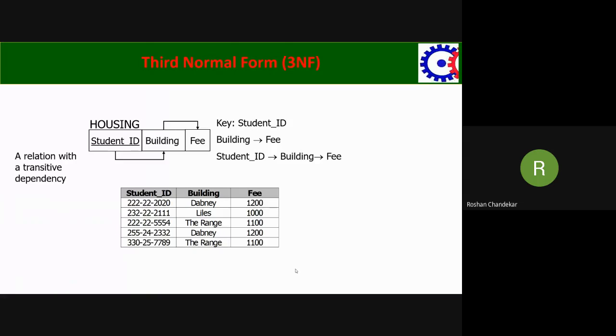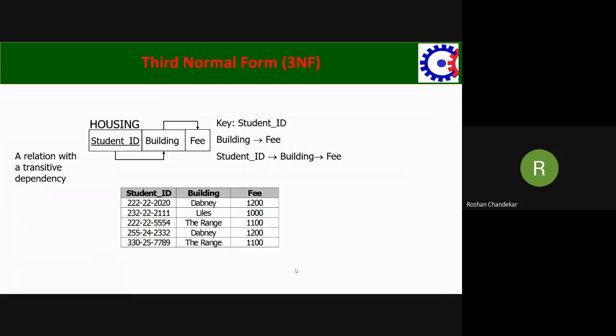A is the attribute student ID, B the attribute building, and C the attribute fees. So now I say that A is related with B. Definitely the student ID is related with B, because by identifying the student ID we can identify which building they belong to. And B is related with C. I'm going to explain what transitive dependency is. The building is related with fees, because we know that Dabney is the building whose fees is 1200.